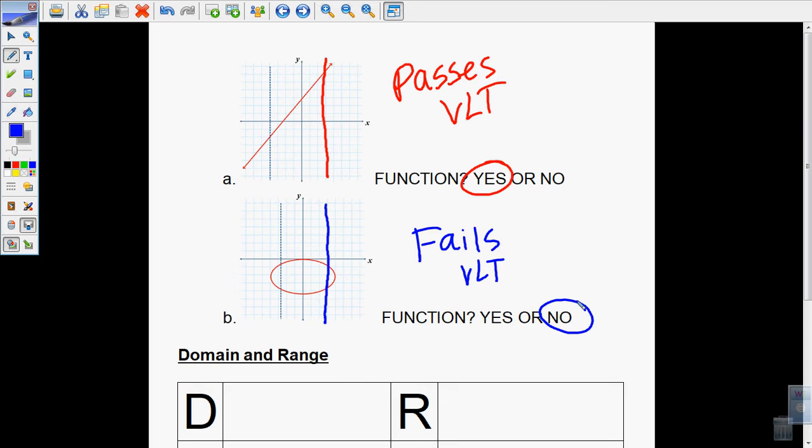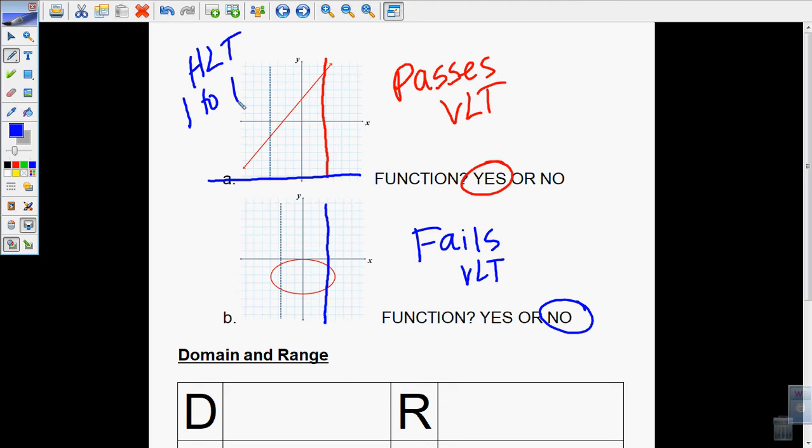So if we look at this one, this is a one-to-one function because if I had a vertical line and I trace my vertical line, I only hit how many points at a time? One. So it passes the VLT and it passes the HLT, so it is a one-to-one function. We'll dive deeper into that when we talk about inverses. But I wanted to see if you want to recall.